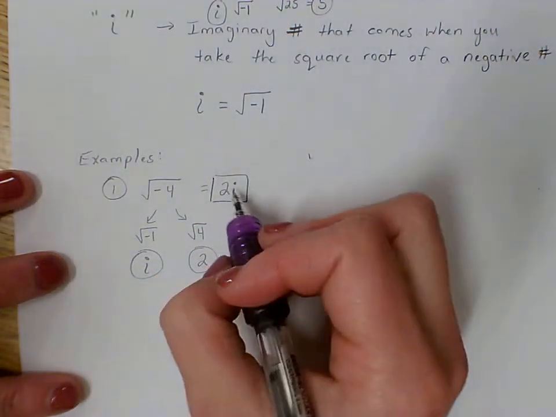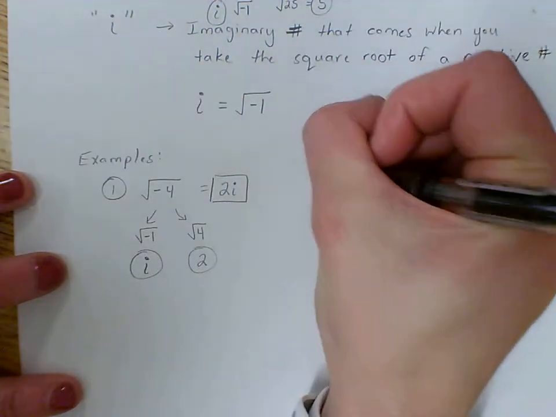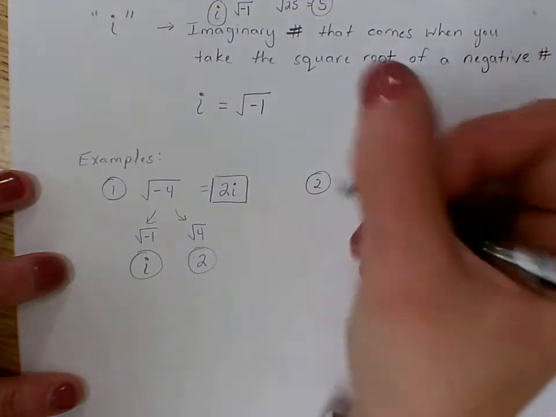Okay, so i is kind of like a placeholder for that negative that's under the radical. Okay, so what if we had something like this?